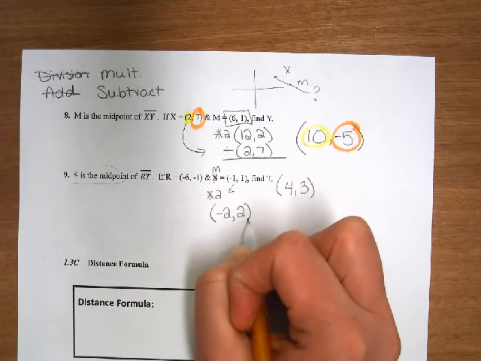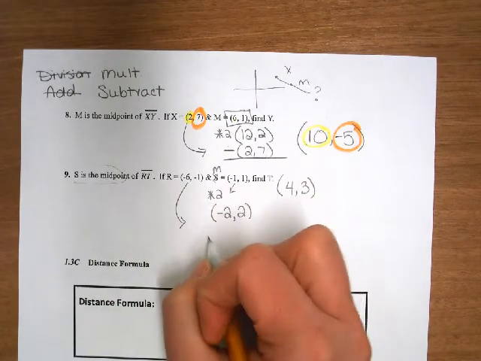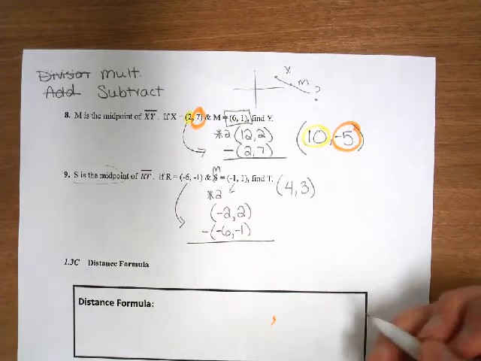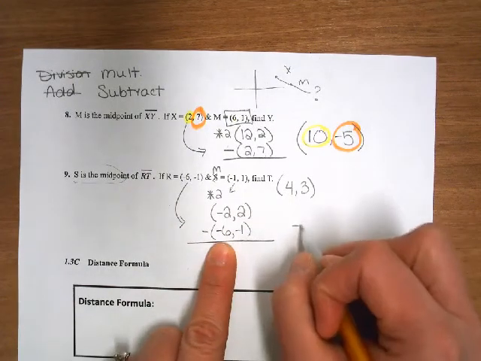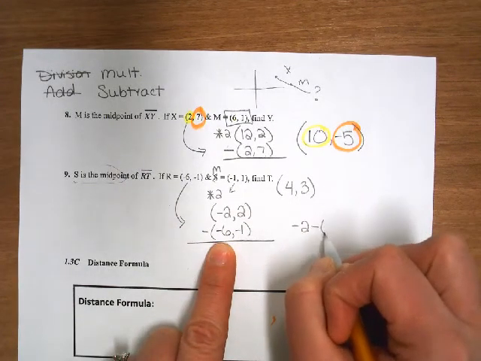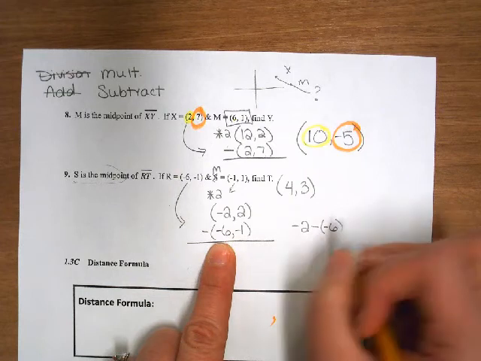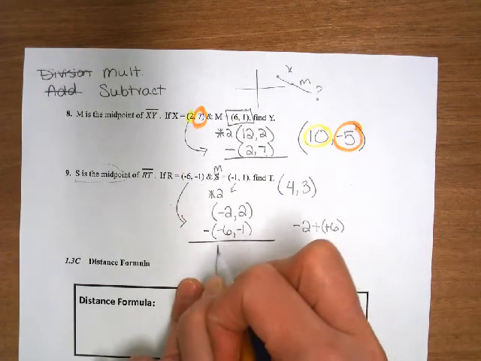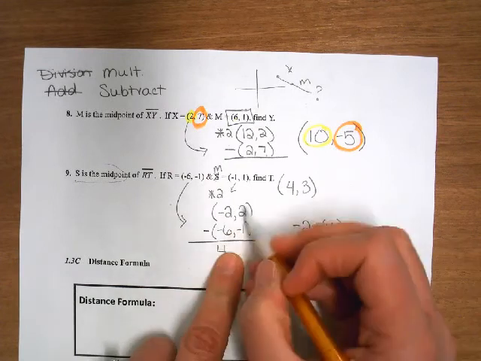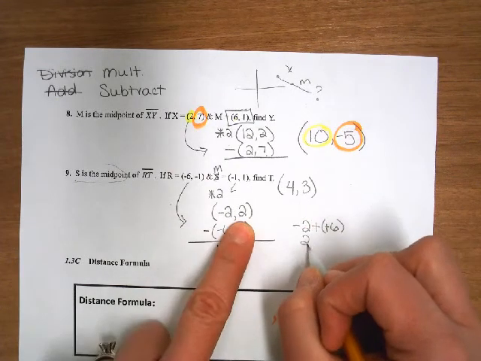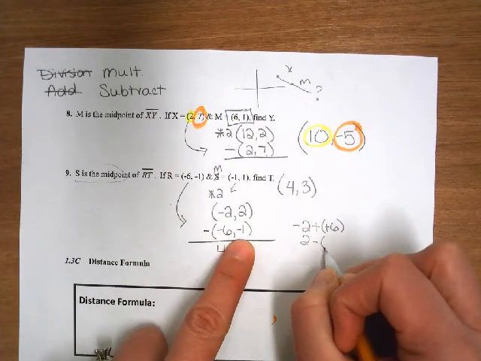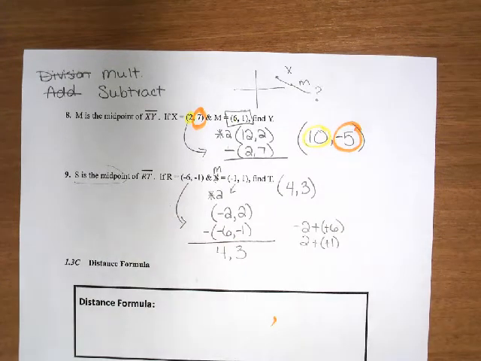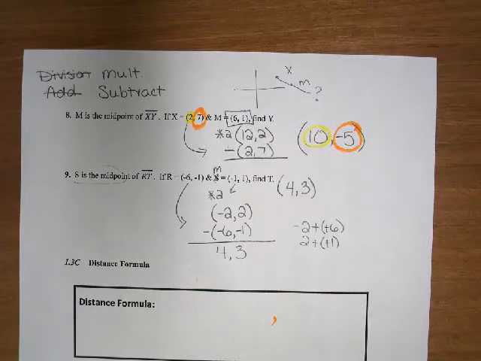If you didn't get that right, let me quick show you. You're going to times this by 2. So that's negative 2, 2. And we're going to subtract. Now you have to be very careful here because you've got some double negatives. So you're going to go negative 2 minus a negative 6. Remember, that's going to zip zap. So negative 2 plus 6 is 4. And then same thing here. You're going to go 2 minus a negative 1.